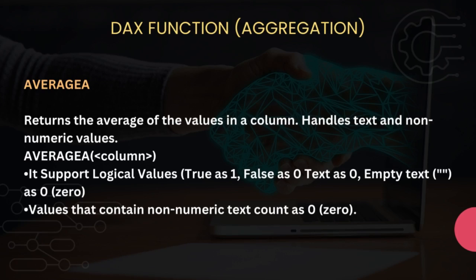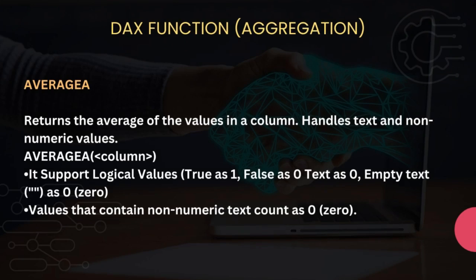Here you can see the AVERAGEA DAX function supports the logical value. For example, if it is true, then it is considered as 1, and if it is false, then it is considered as 0. And if it is a text value, then AVERAGEA also considers this as 0. If it's an empty text, then AVERAGEA also considers it as 0. And if it is a non-numeric text, then AVERAGEA also counts it as a 0 value.